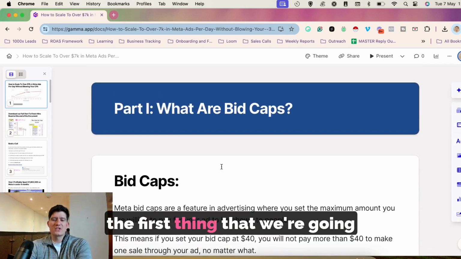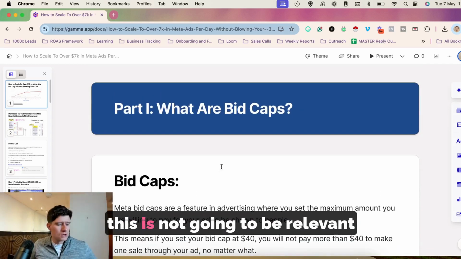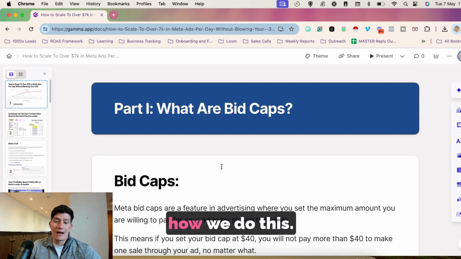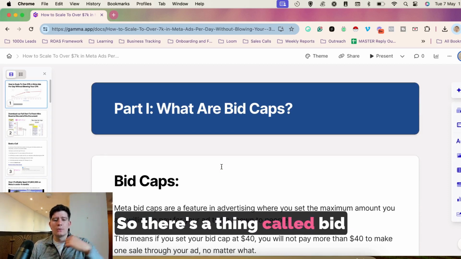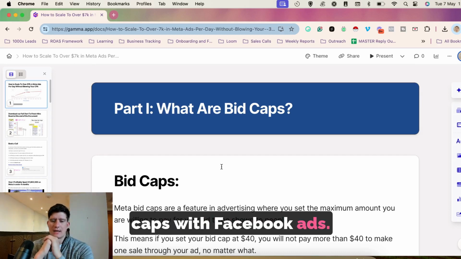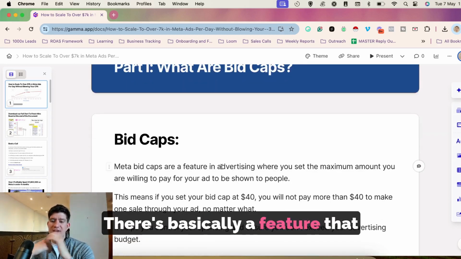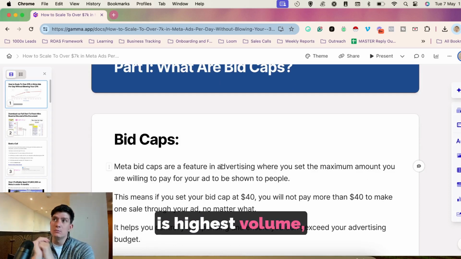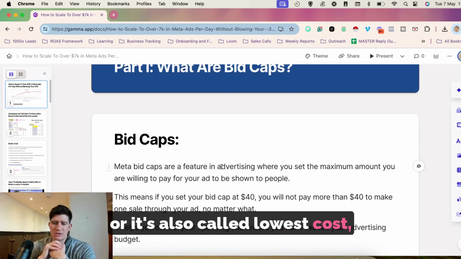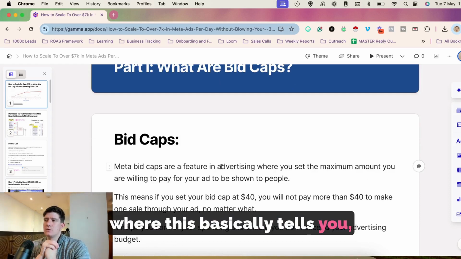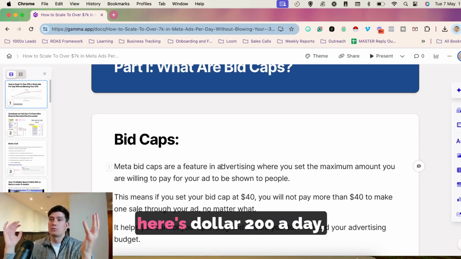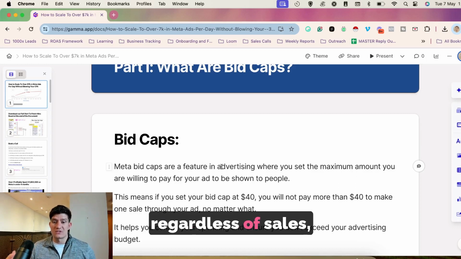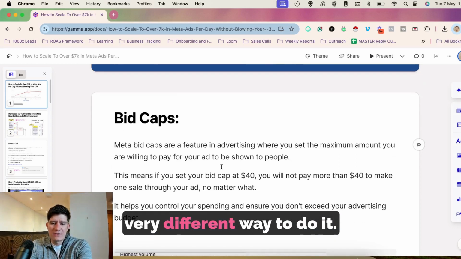The first thing we're going to show you won't be clear at all without explaining how we do this. There's a thing called bid caps with Facebook ads. It's a feature that isn't the default setting. The default setting is highest volume, also called lowest cost, where you tell Facebook, here's $200 a day, spend it all, regardless of sales. This is actually a very different way to do it.